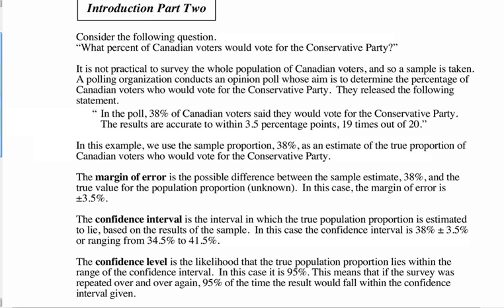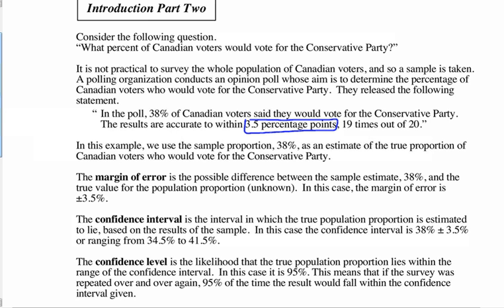A polling organization conducts an opinion poll whose aim is to determine the percentage of Canadian voters who would vote for the Conservative Party. They released the following statement. In this poll, 38% of Canadian voters said they would vote for the Conservative Party. The results are accurate to within 3.5 percentage points, 19 times out of 20. So in this statement, the margin of error would be the 3.5 percentage points.